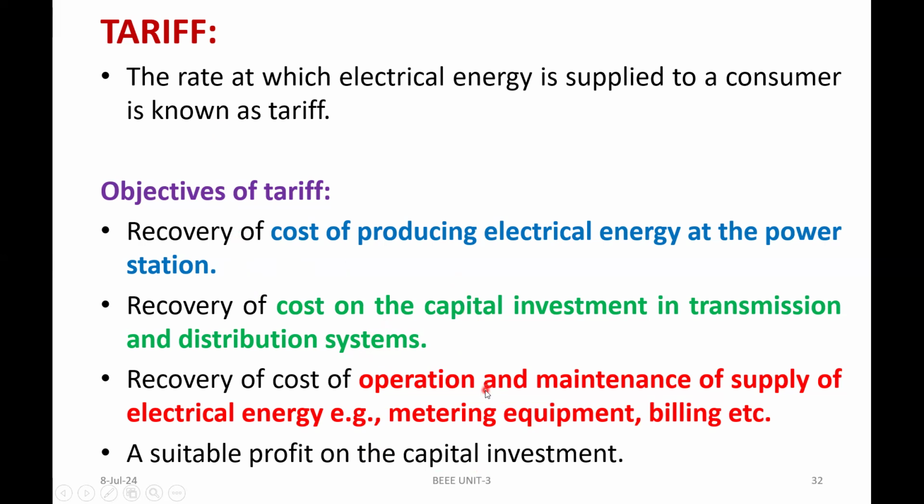Tariff is nothing but the rate imposed when electrical energy is supplied to a consumer. That may be called tariff. Don't forget, tariff is nothing but only 1 or 2 Fs.